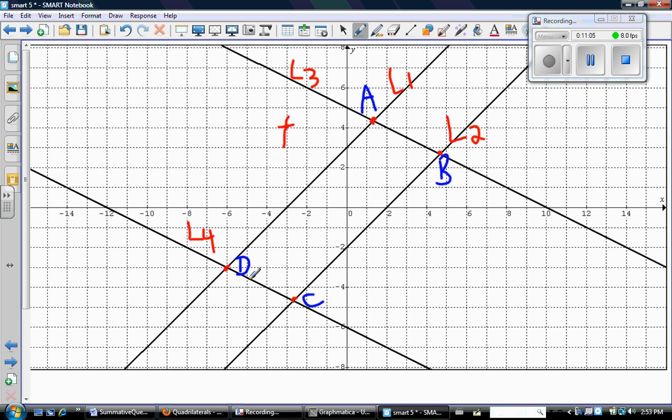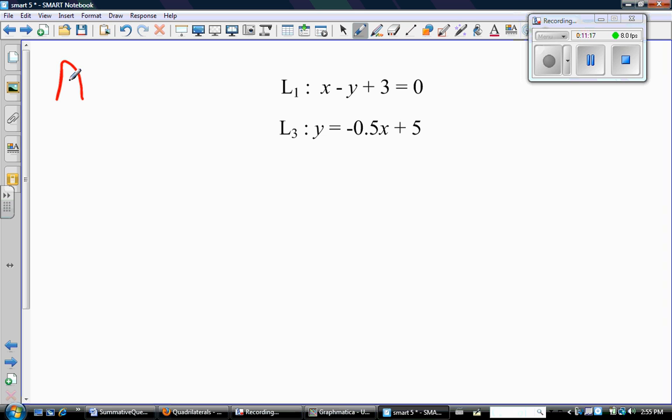So let's talk about point A. Point A is where line 1 and line 3 intersect. So let's take a look at line 1 and line 3. Again, we're looking for point A, which is where line 1 and line 3 intersect. So this is now systems of equations and solving for the intersection. I have one line in standard form and I have the other line in slope-intercept form. So I'm going to solve by substitution. I'm going to take this value of y and substitute it into the other equation. So let's do that math.